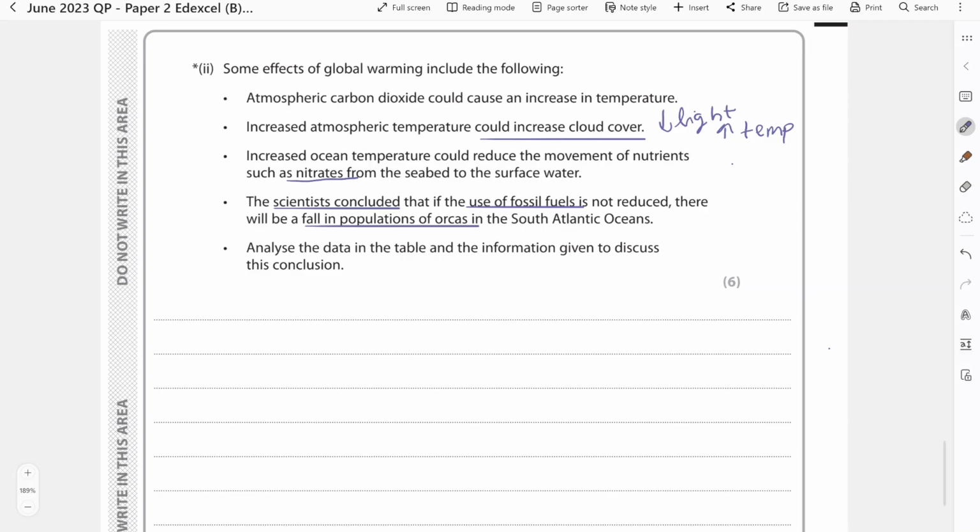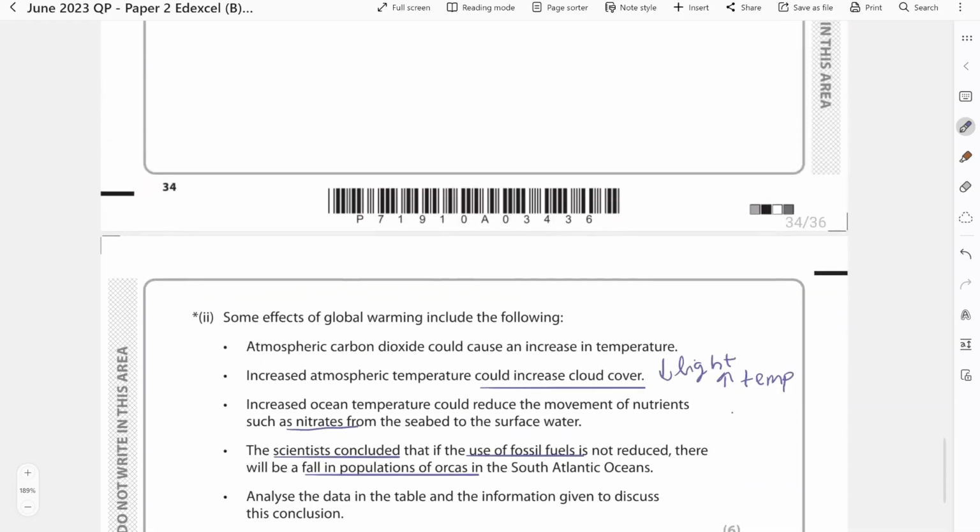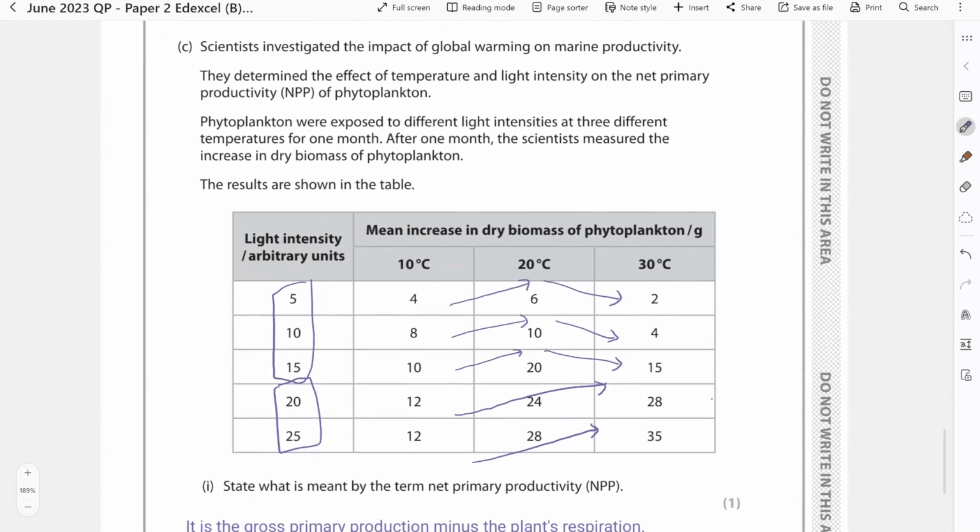You also have to consider evidence that goes against the scientist's conclusion. For example, the study that they conducted with the phytoplankton, they only did it for 1 month and they only did it once, right? So in order to ensure that your findings are reliable, you need to repeat the experiment or do the experiment longer.